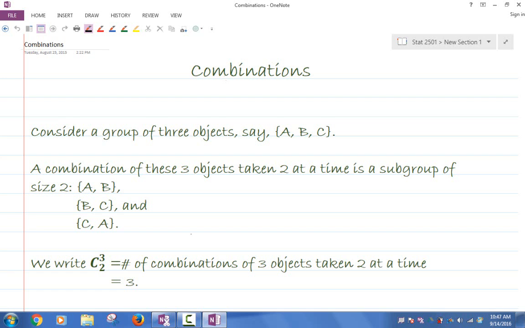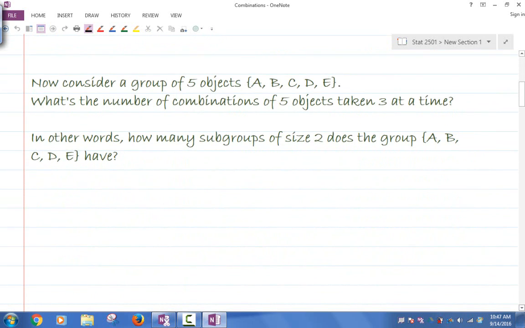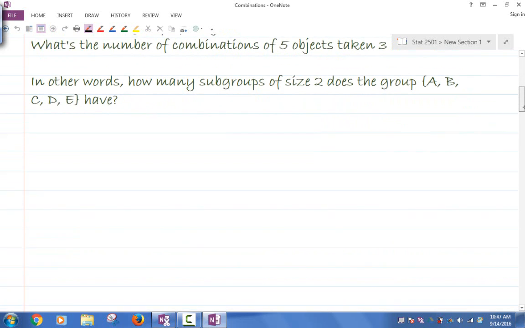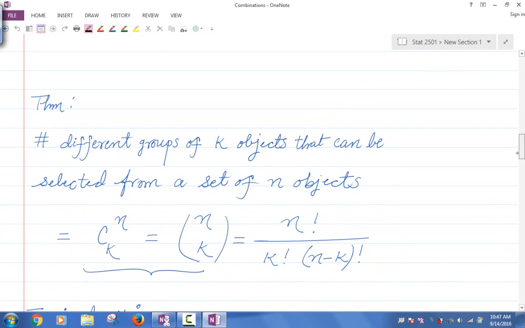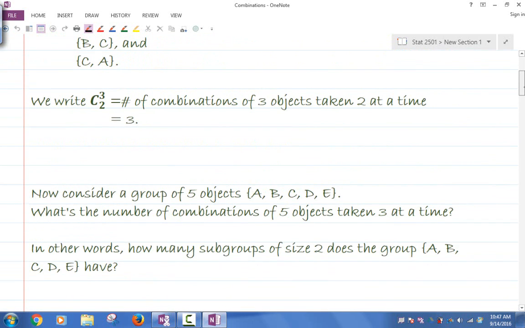So generally, what is a combination? Well, actually, let's do this example next time because we don't have time. Let me show you the general. That's just the theorem.